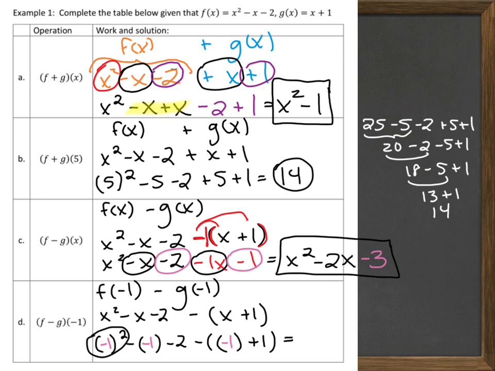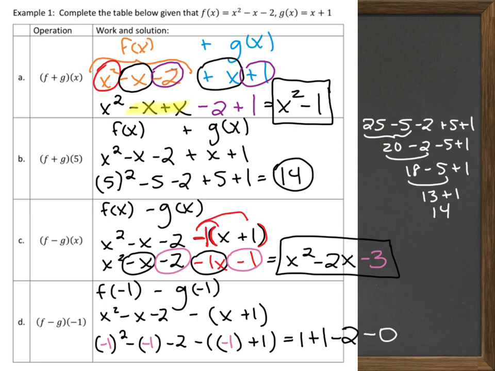Okay, so negative 1 quantity squared, that's negative 1 times negative 1, which is positive 1. Then we look here, we have minus a negative 1. Well, minus a negative is the same as plus a positive. Then we have a minus 2, so we'll write minus 2. And then I'm just going to copy this negative sign real quick. Minus. And then let's look at what's in parentheses. Well, what is negative 1 plus 1? Isn't negative 1 plus 1 just 0?